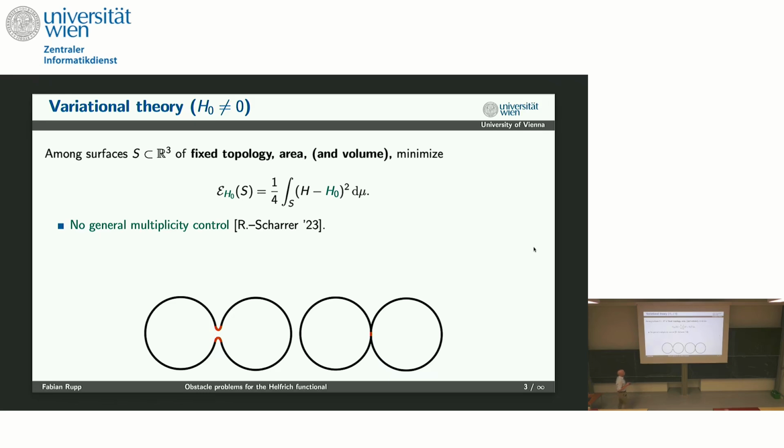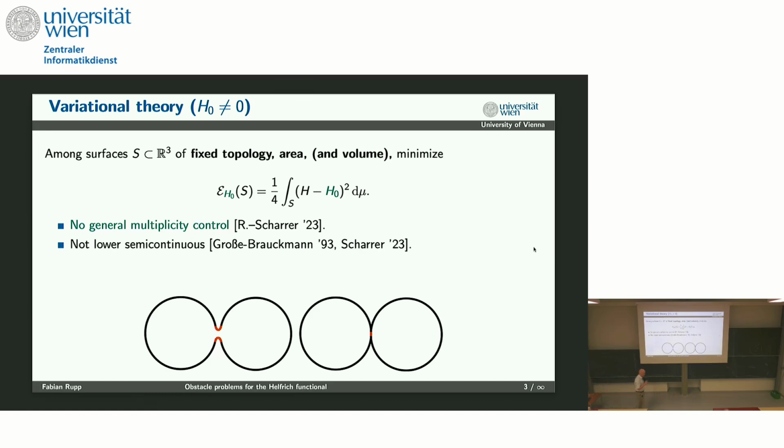So in particular, at this point here, where the neck has become infinitesimally small, there is a multiplicity 2 visible. And this cannot be excluded by the energy itself, as opposed to the Willmore energy. Okay? There's a workaround for this if you allow for an additional term, but let's say in general, just by the energy, it's not possible.